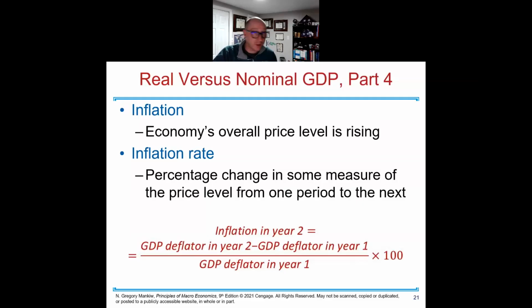So what's the rate of inflation from this year compared to last? We take the GDP deflator from this year minus the one from last year, divided by the one from last year, times 100. That tells us the rate of inflation. That's how we calculate the rate of inflation.